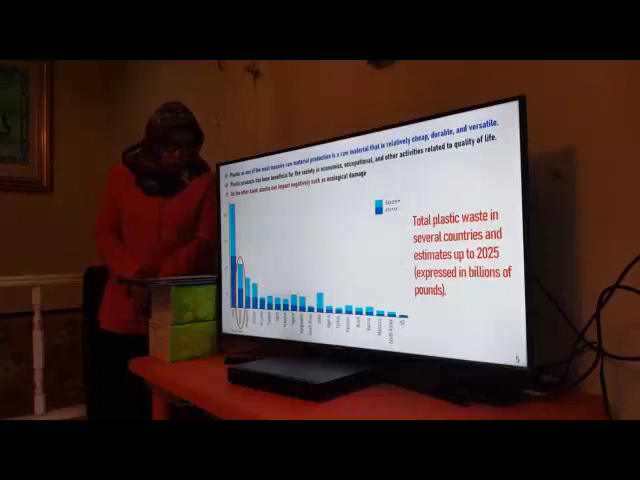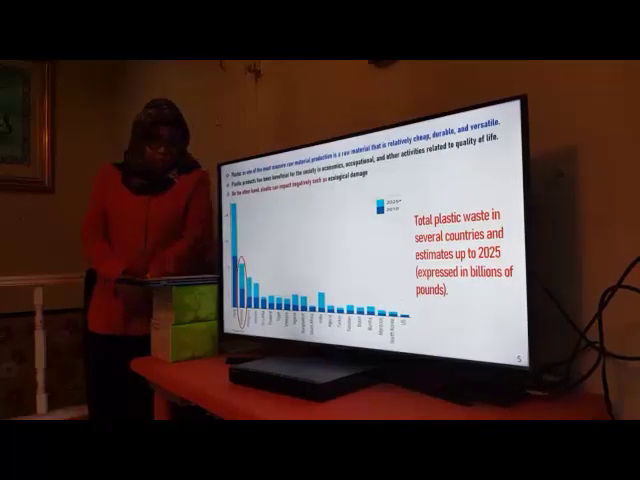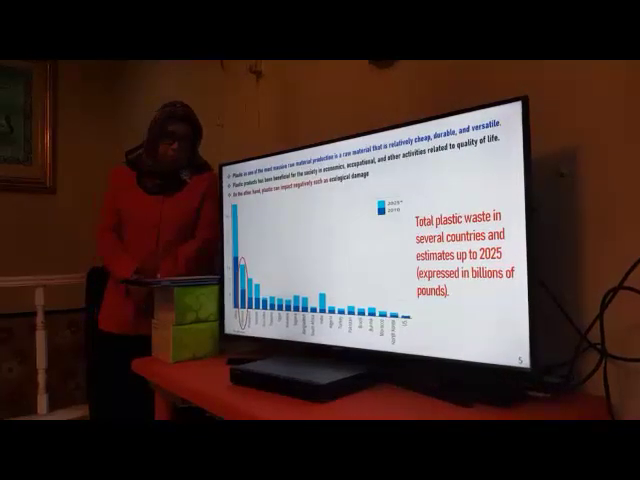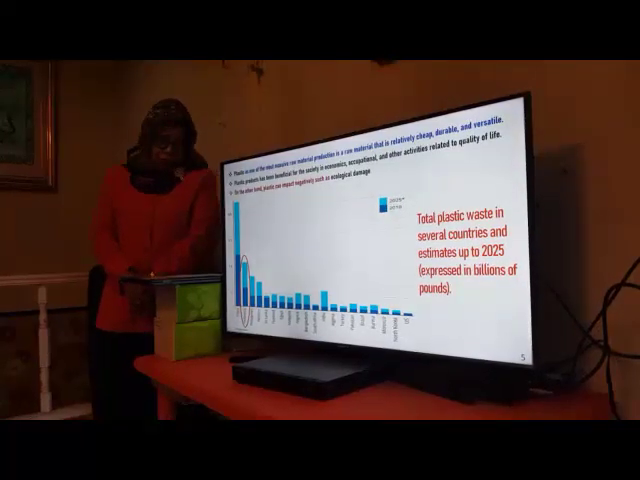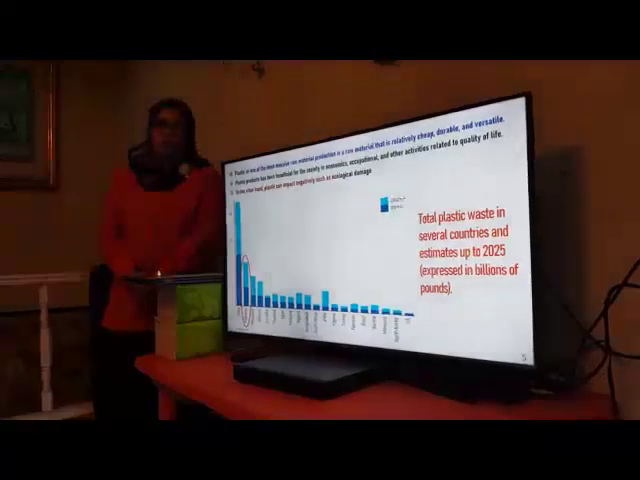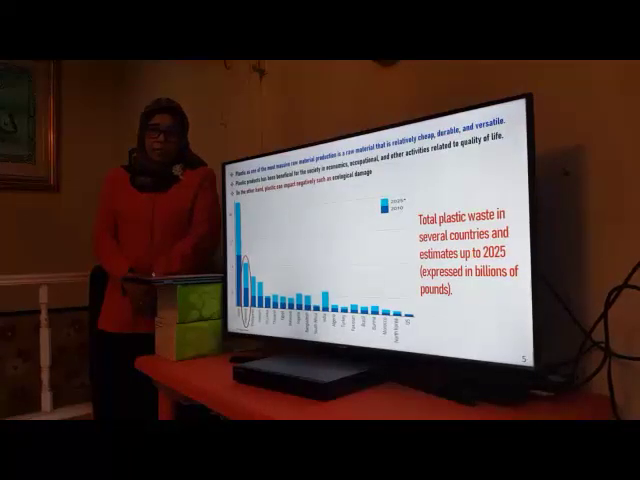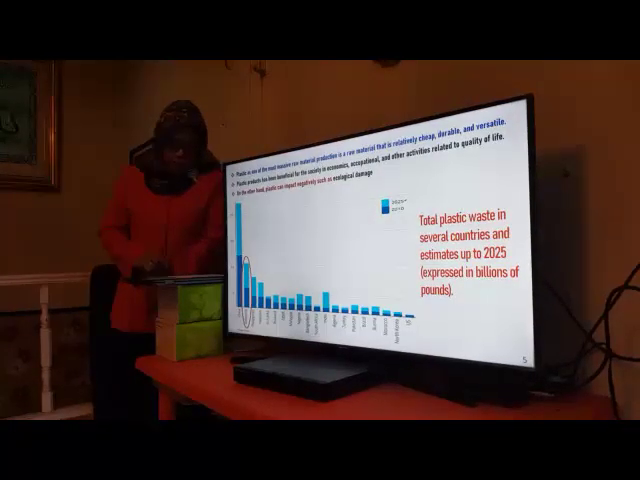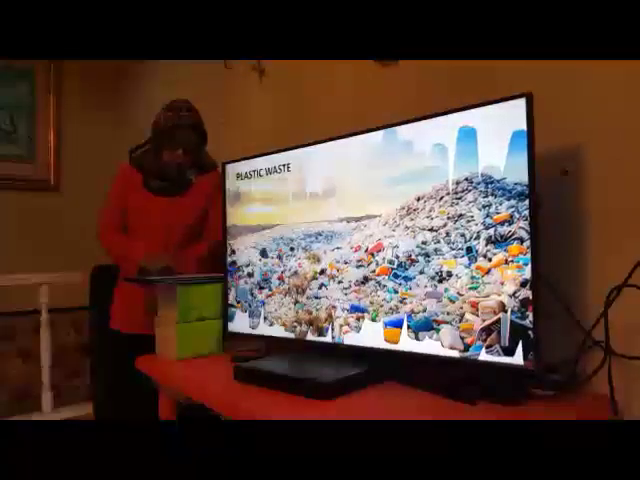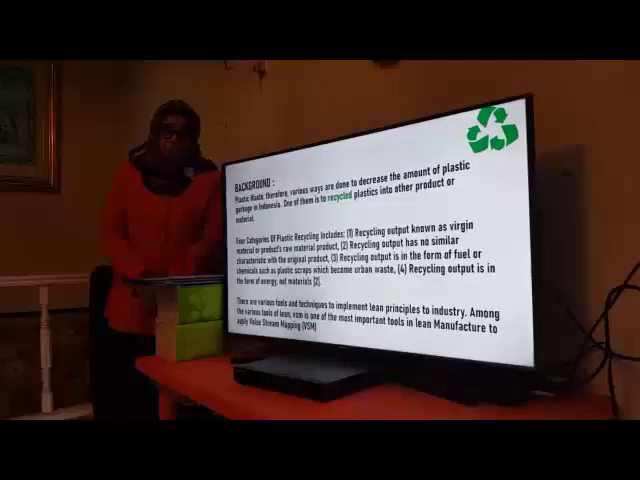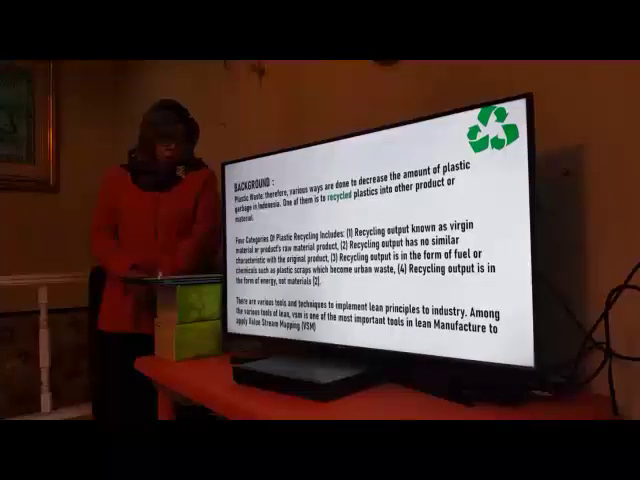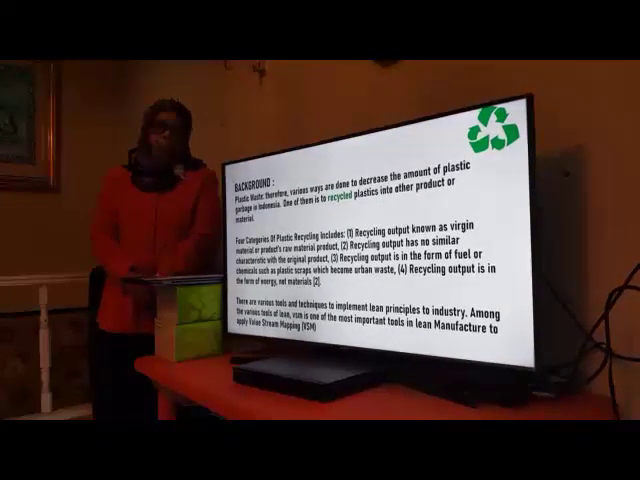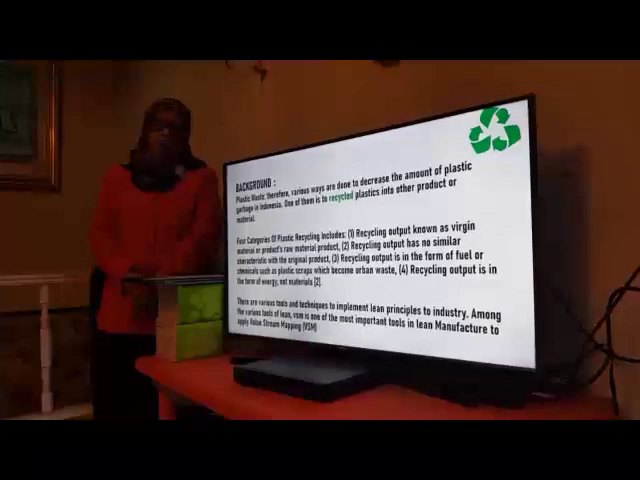From this picture, we know that Indonesia is second in total plastic waste among several countries, with estimates up to 2025. So we have to be concerned about our country, especially in plastic waste recycling. There are several ways to decrease the amount of plastic garbage in Indonesia. One of them is recycling plastic into other products or materials.